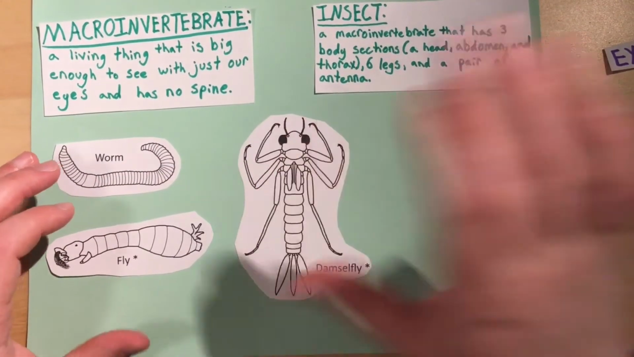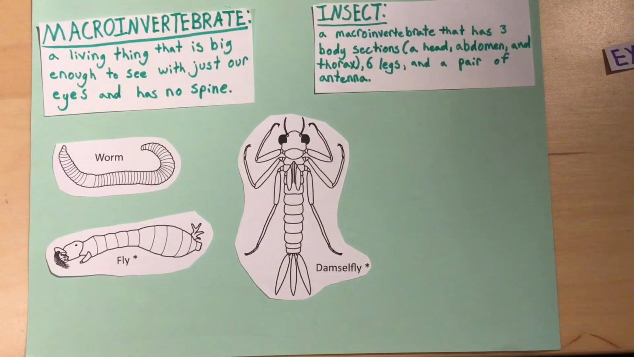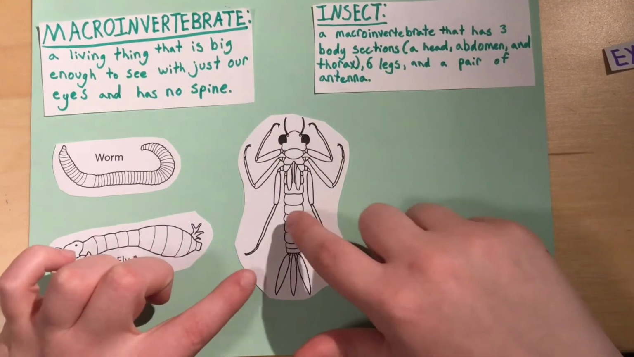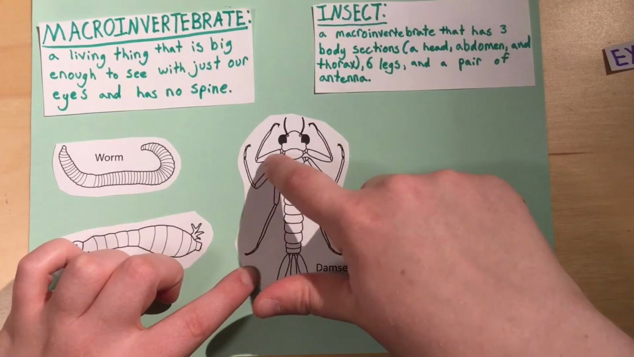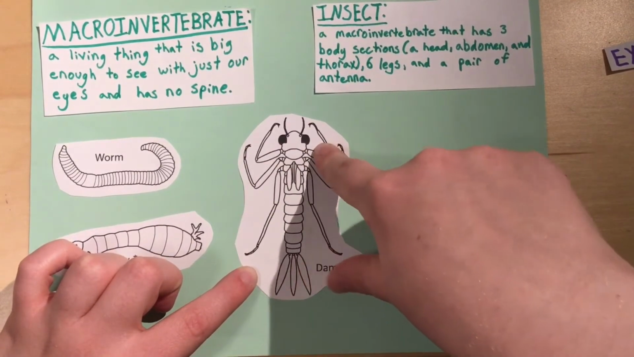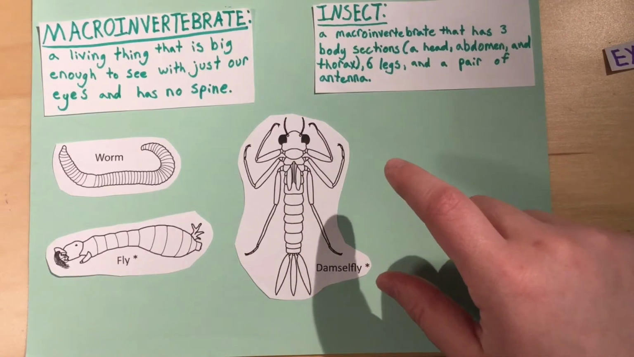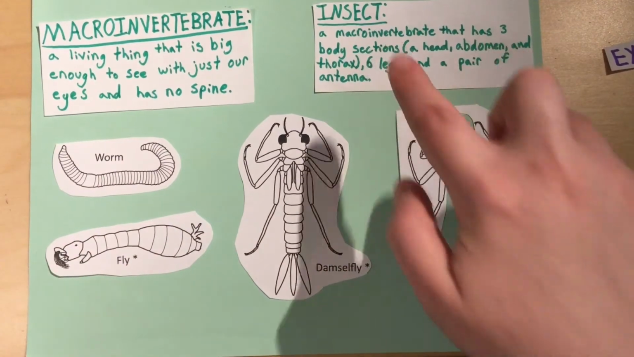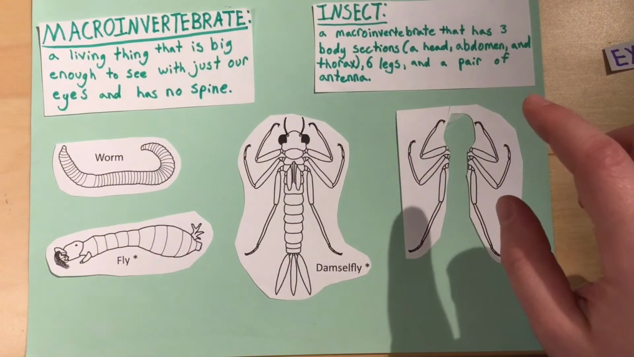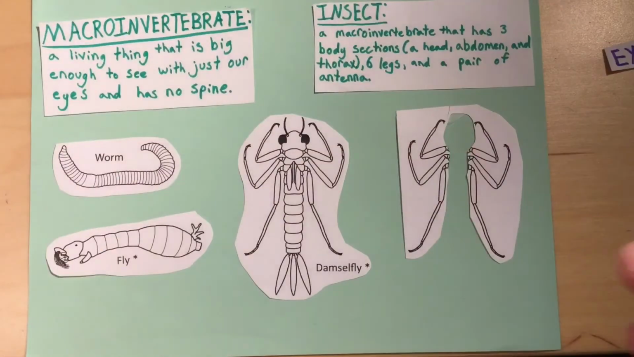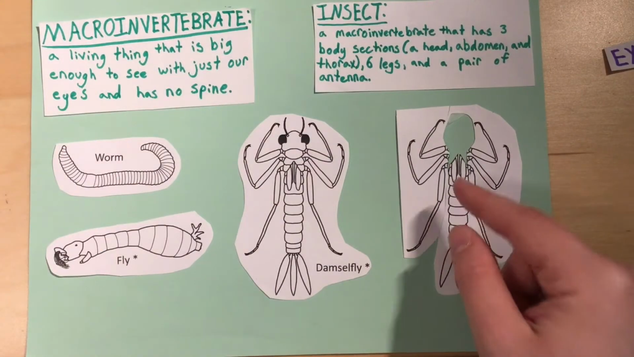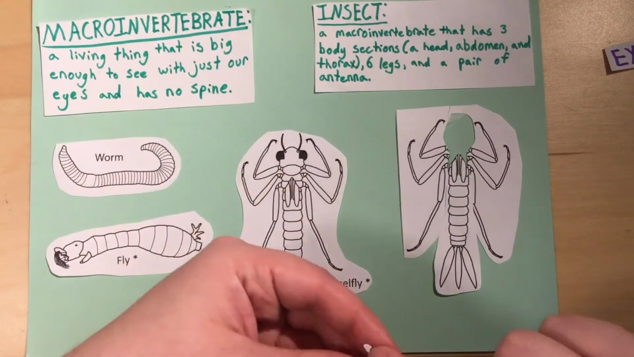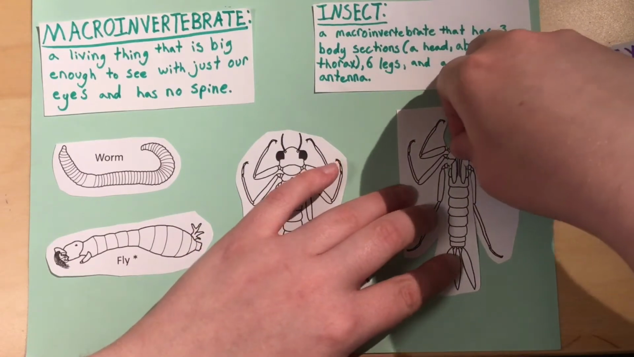I want us to look at this really cool creature. It's called a damselfly. And I want us to determine, is it a macroinvertebrate or is it an insect? So let's see. We have 1, 2, 3, 4, 5, 6 legs. And actually, I've kind of taken this apart so we can look at it better. So it has 6 legs, which means it could be an insect. It needs 3 body sections. So here is its thorax, right here. We have its abdomen, right here in this little section.